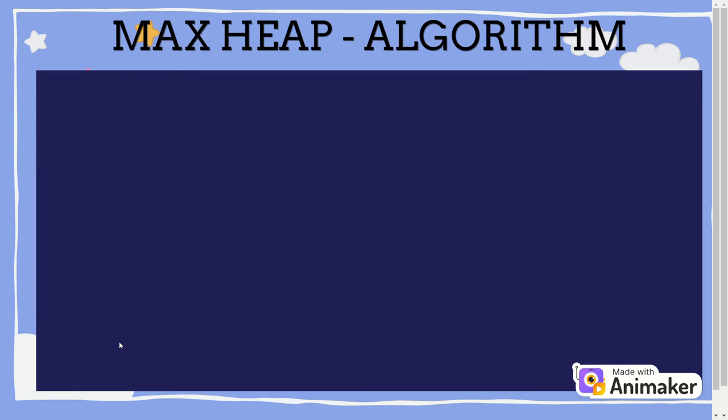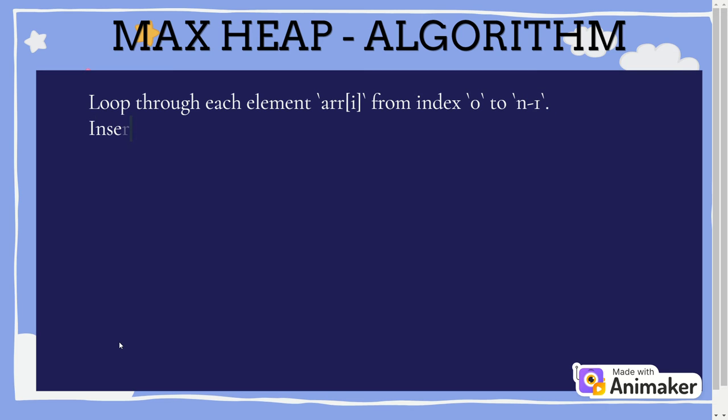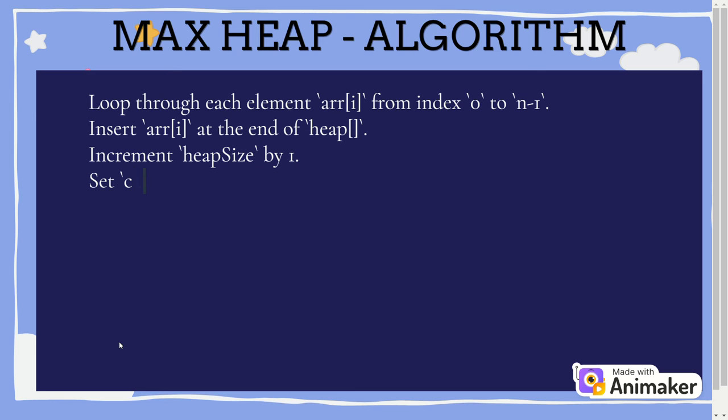Let's now see the overall algorithm for max heap. To start, iterate through each element in the array. For each element array[i] in the array from index 0 to n-1, insert the element array[i] into the heap. Increment heap size by 1. Maintain the max heap property by percolating up the newly inserted element.